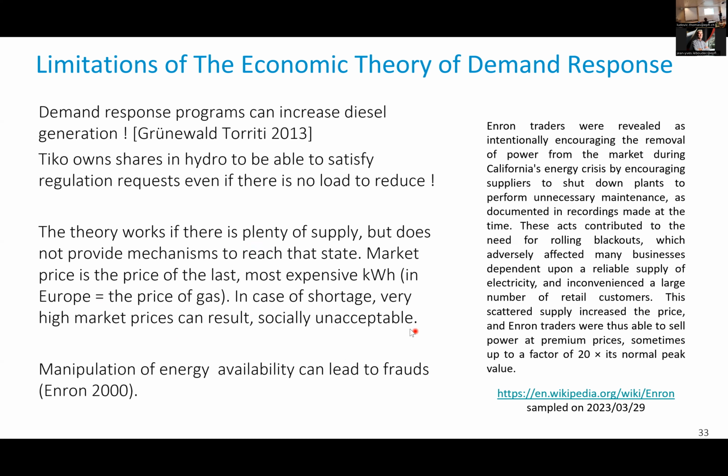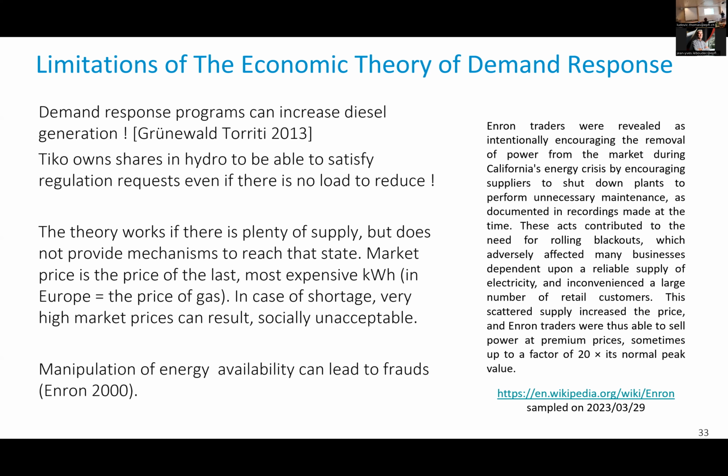Another more important criticism is that the theory works as a theory of abundance. If there are plenty of generators that are willing to do the job, but some of them are expensive, then the market theory will make sure the expensive ones are used only in the rare moments where they're needed. But what happens if there's not enough? If there's not enough, well, the market will make the price go to infinity in theory, in practice to a very, very high value. There is still not enough, but the price is very high, which is exactly what happened this winter. It doesn't solve the problem at all.